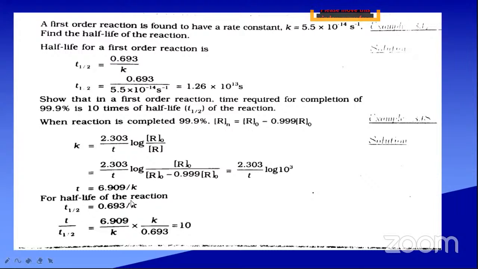For the half of a reaction, we have to substitute this. T half equals 0.693 by k. This is the equation for the first order reaction. So now we substitute: t by t half equals 6.909 by 0.693. Whatever value we got, we simply substitute in this equation, then we get the value 10. What is the question asking? Show that for a first order reaction, the time required for completion of 99.9% is 10 times the t half. So we have calculated that it is 10 times t half.